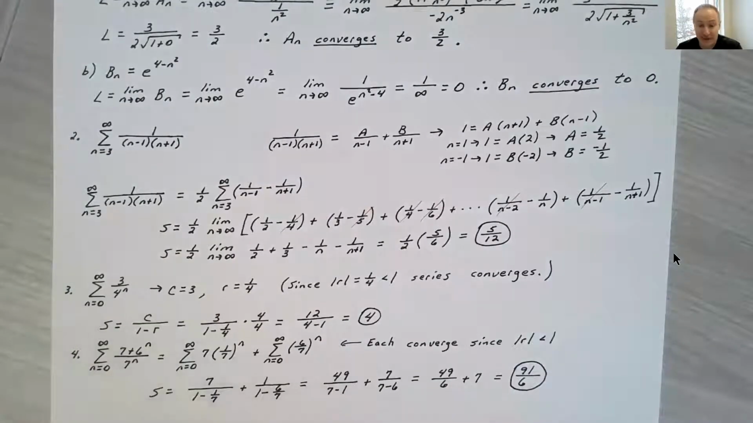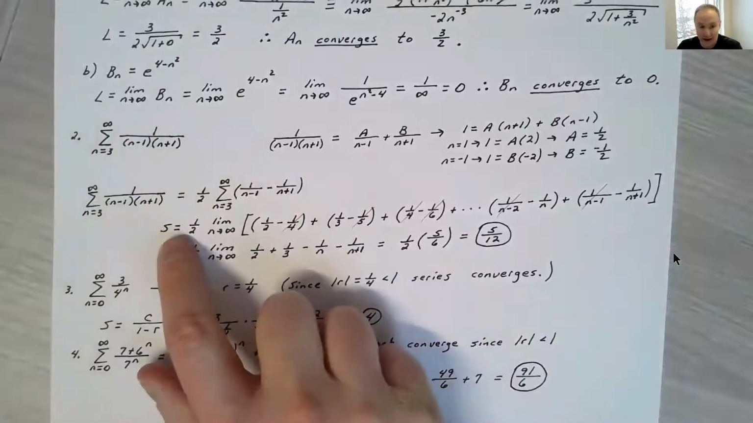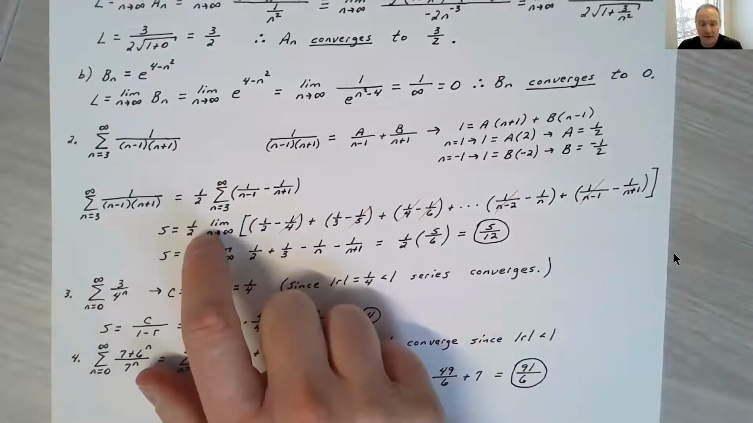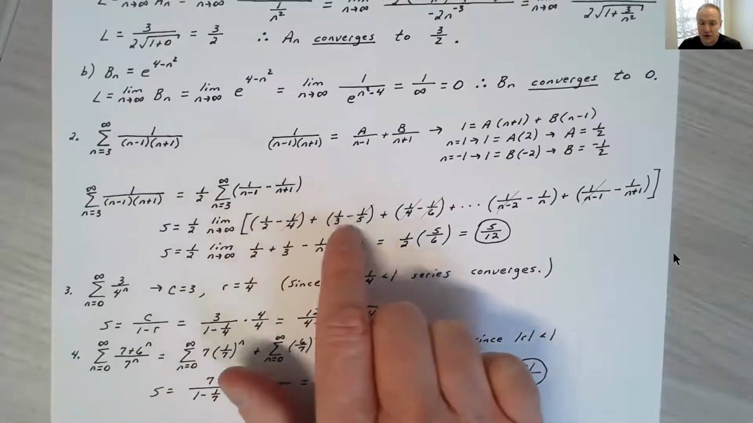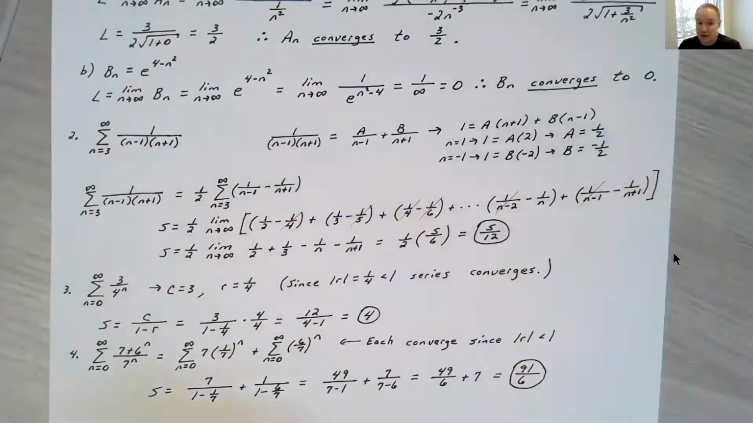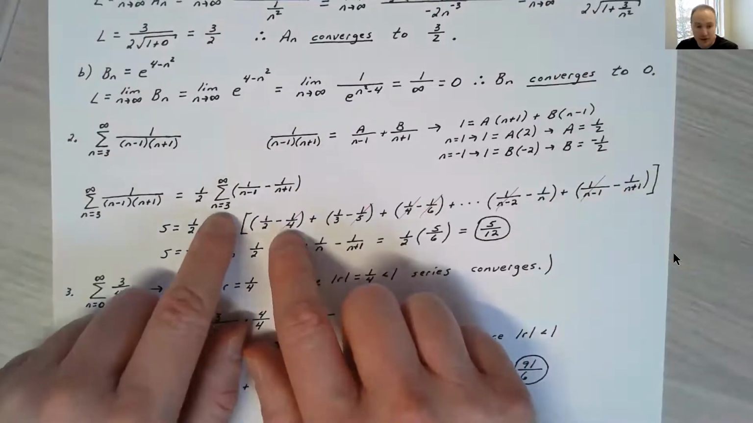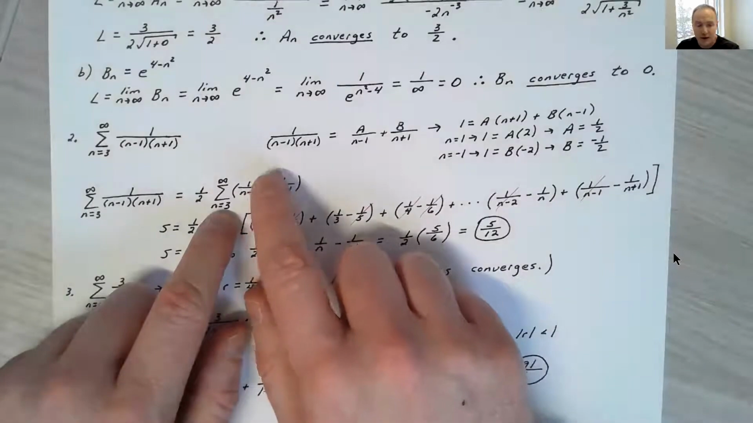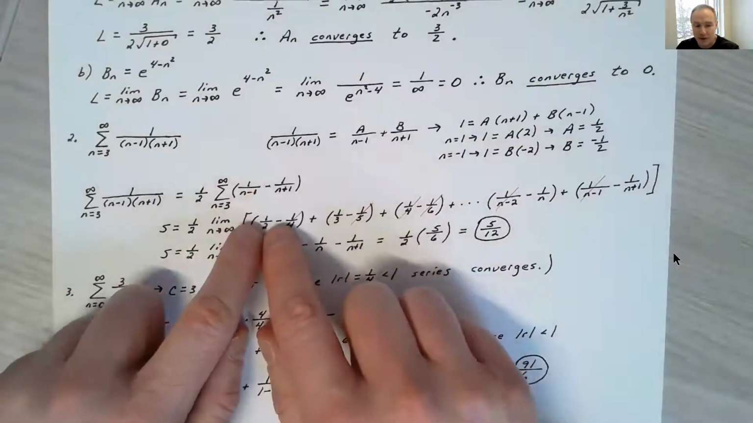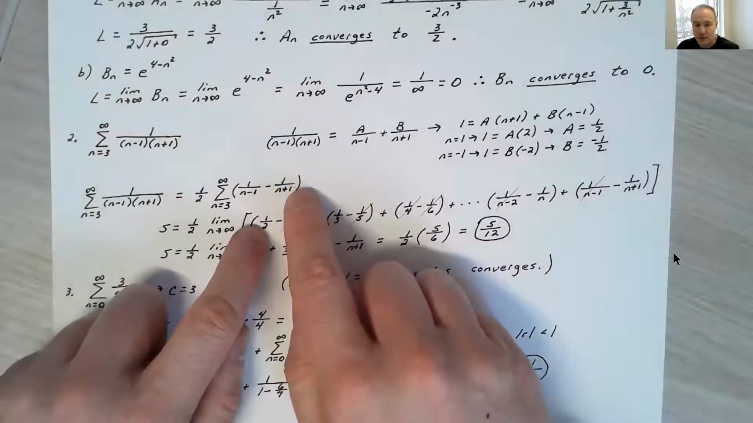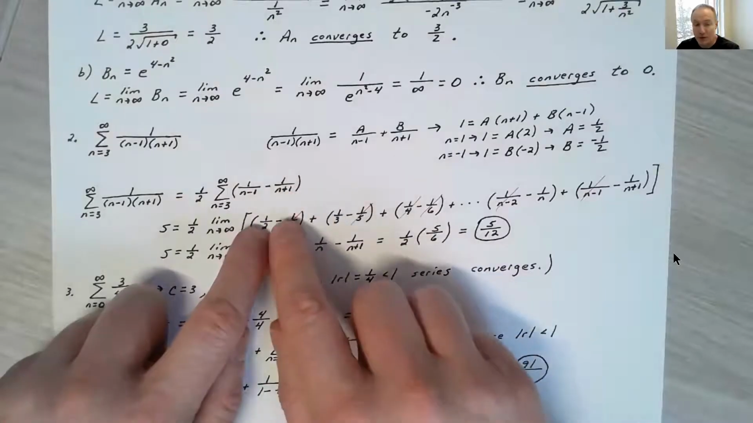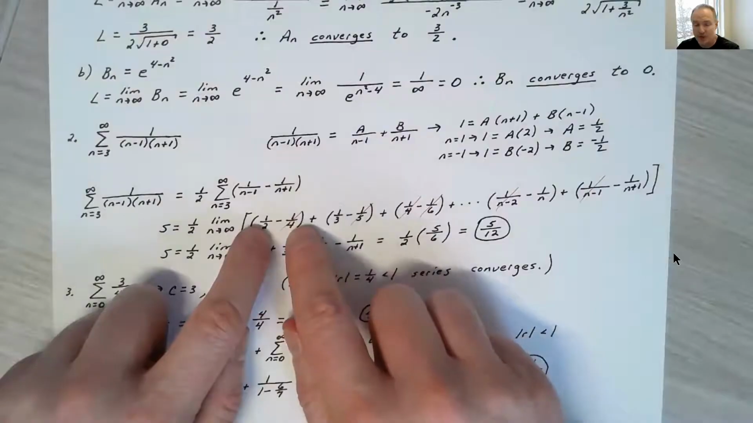The sum of any infinite series we can call S. So I'm saying S is equal to 1/2 times the limit as n approaches infinity. And then you just need to start thinking about what the terms would be. Your first term is when n is 3. So plug a 3 in. You'd get 1 over 3 minus 1. That's where the 1/2 came from. Minus 1 over 3 plus 1. Well, that's 1 over 2 minus 1 over 4.